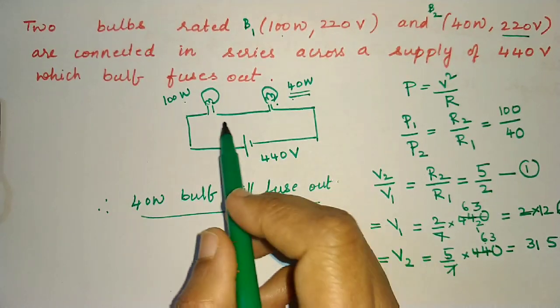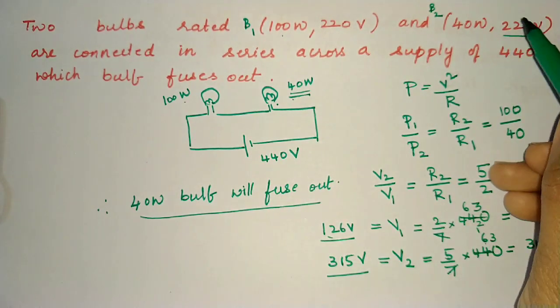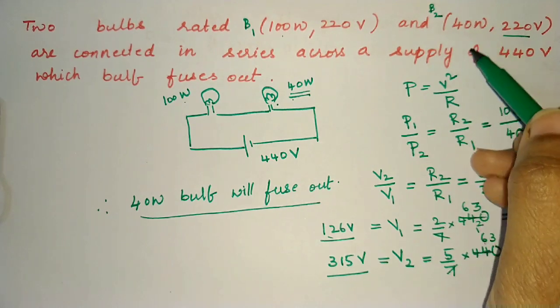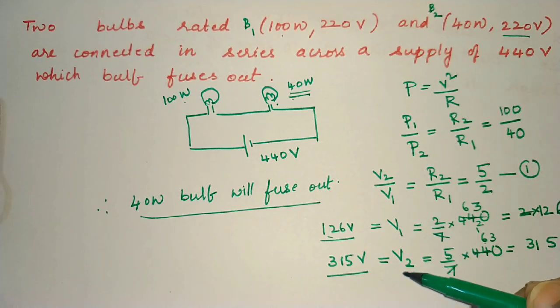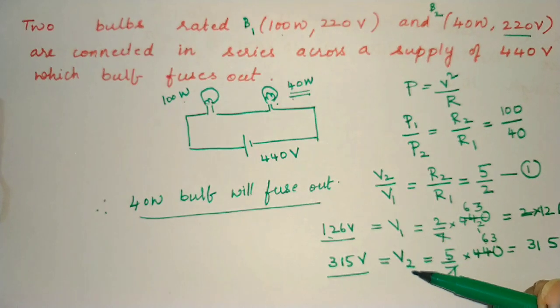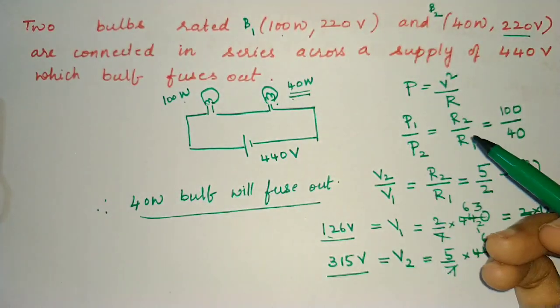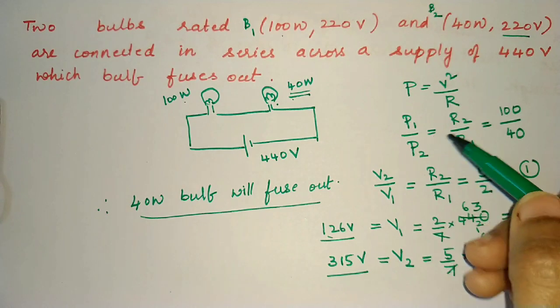Okay, you can remember this condition. When two bulbs of different power are connected to a power supply, the possibility of fusing out is more for a bulb of less power. Since less power will have more resistance, that has the highest probability of getting more voltage. Again I repeat, if two bulbs of different power are in series, probability of fusing is high for a bulb which has a low power rating.